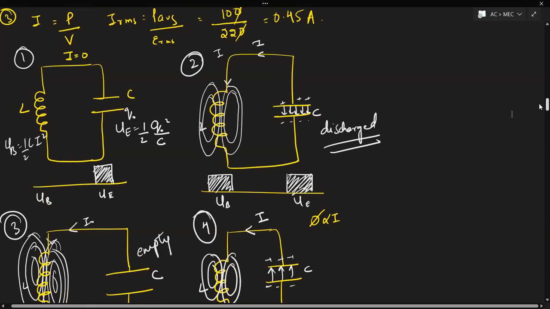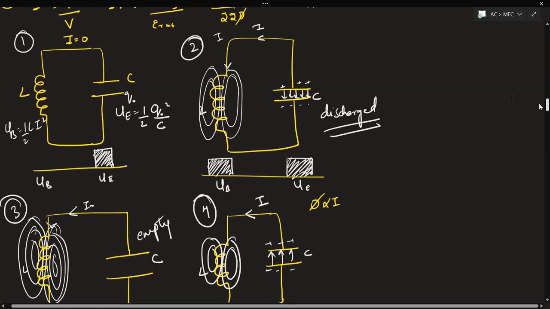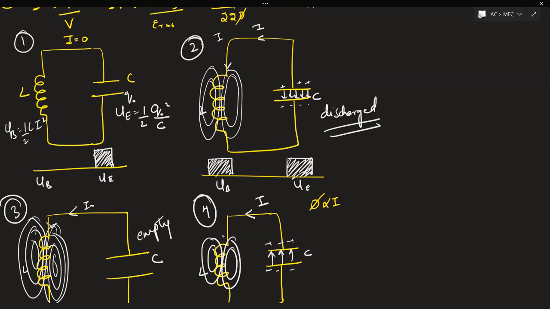So what has happened, class? Do you notice there's an oscillation of energy between the magnetic field and electric field? Electric field's energy and magnetic field's energy, there's an oscillation between them. Did you understand? Is this clear? Yes, ma'am.